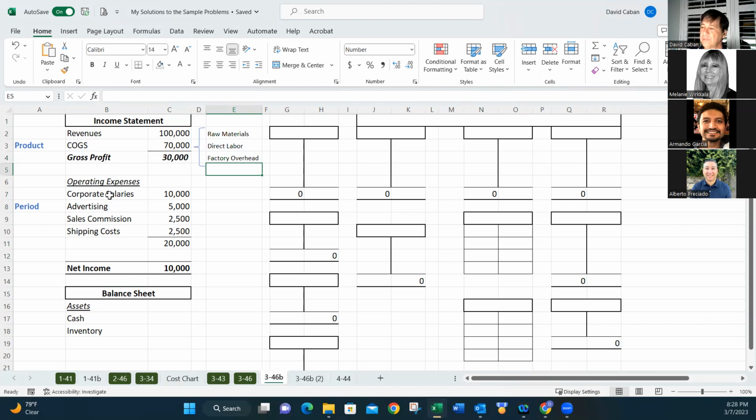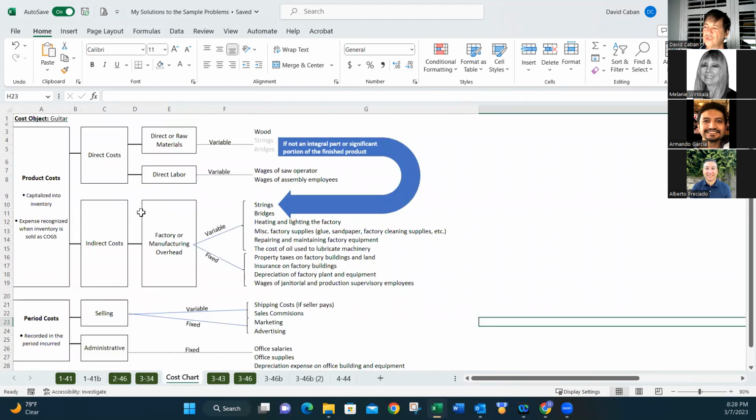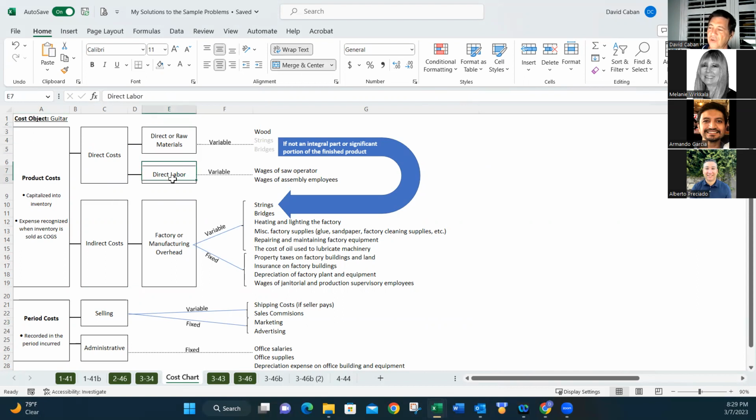So let's go back. Let me show you the cost chart, because this is going to help us with solving the problem, okay? Here's the cost chart here. Everybody can see this? I said cabinets, but up here I see guitar, right? So the product cost is going to be composed of direct materials, direct labor, and factory or manufacturing overhead. Direct labor and direct materials are called direct costs because you can directly trace them to the product, right? Factory or manufacturing overhead is called indirect costs because you cannot directly trace it to the product, right?